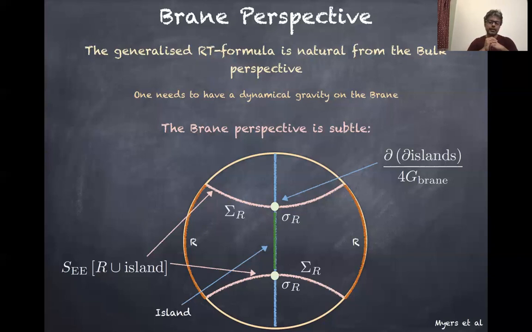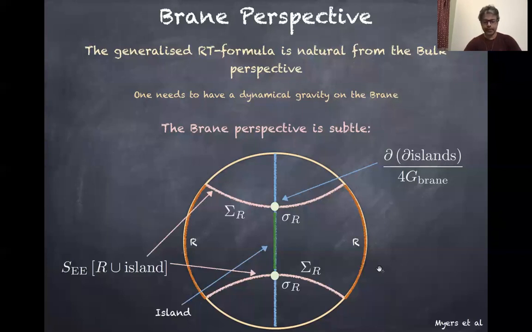Okay. And there are additional terms, which are basically these yellow dots where these otherwise bulk RT surfaces are intersecting the brane. And those yellow dots are going to simply give me the area of the island. Sorry, by this del, I mean the boundary, and the area of it, by the way. So if this green line is the island, then these yellow dots are definitely the boundary of the island. And what we have to compute the entropy is the area of these yellow dots, right?